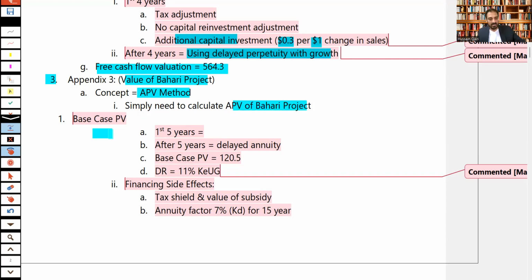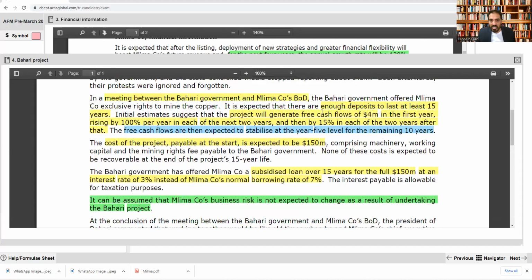Base case NPV, based on whatever information is available, that is number one. Here, the concept of APV: first apply the base case NPV. For base case NPV, the Bahari project has a limited life of 15 years. It's mentioned that there is 4 million in the first year, 100% per year for the next 2 years, and then 15% each of the next 2 years. So these are the data of the 5 years. And then it stabilizes at the year 5 level for the remaining 10 years.